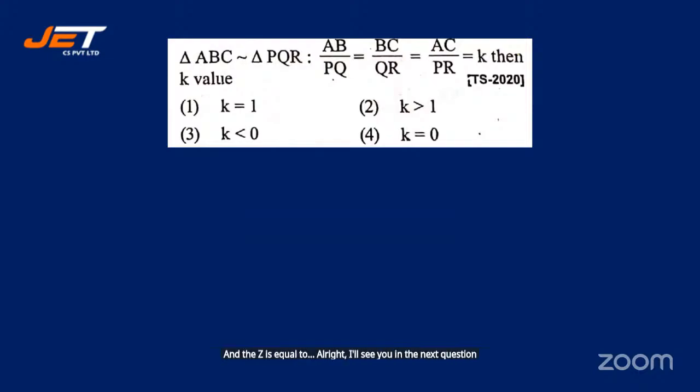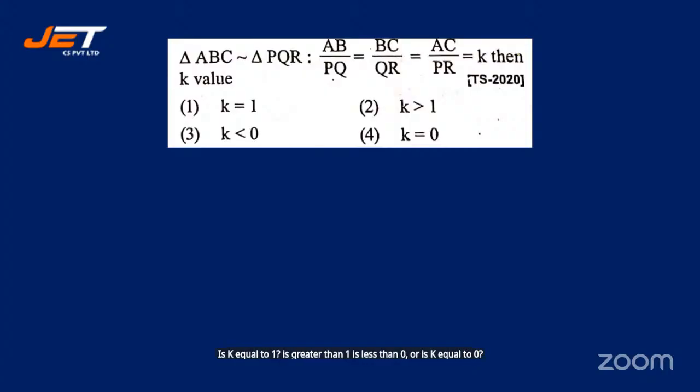Triangle ABC is similar to triangle PQR. AB by PQ is equal to BC by QR is equal to AC by PR, which is equal to K. Then they're asking what is the value of K. Is K equal to 1? Is K greater than 1? Is K less than 0? Or is K equal to 0?